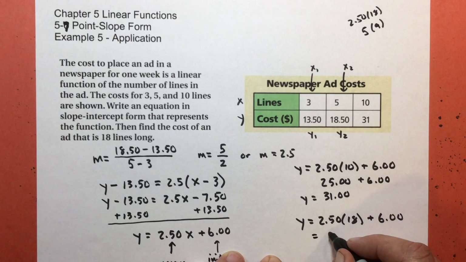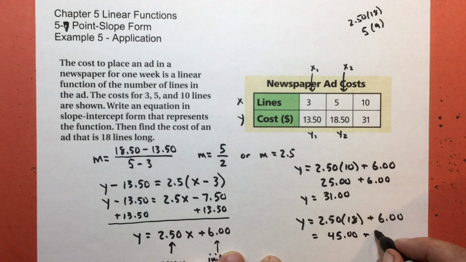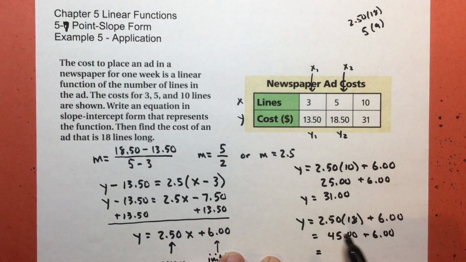I get $45 plus I have to pay that initial $6. So my final bill, if I have 18 lines, is going to be $51. And I should probably put a $ sign in front of there.